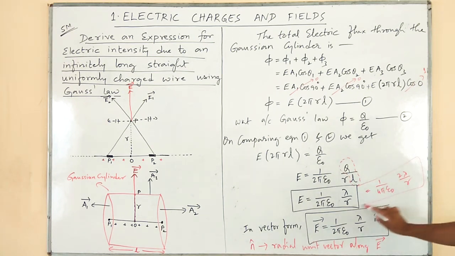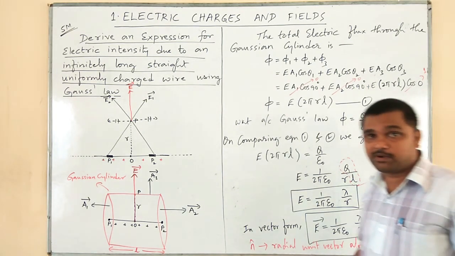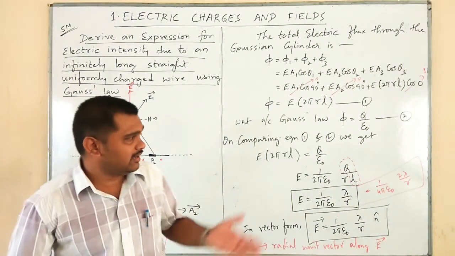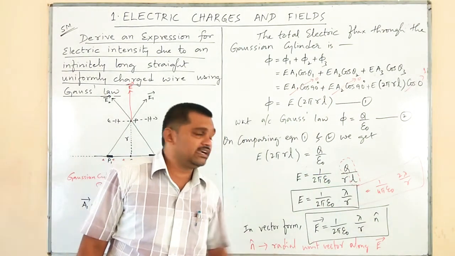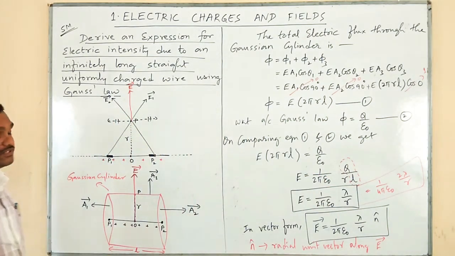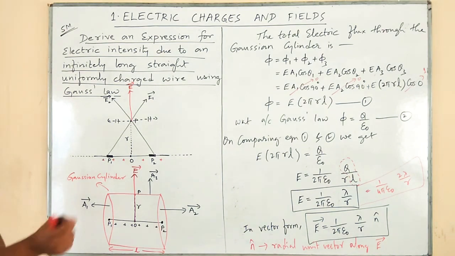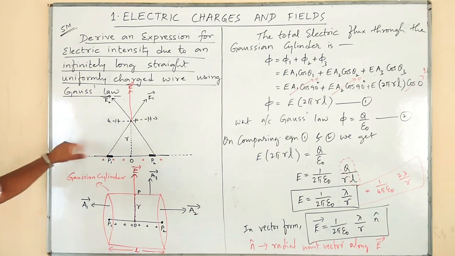Like this also we can write, because there is a ready-made value for this 1 by 4 pi epsilon naught, that is 9 into 10 power 9, isn't it? Therefore, we can also write that equation in terms of 1 by 4 pi epsilon naught. Okay, fine. Let me briefly explain once again. So it is an important 5-mark derivation.